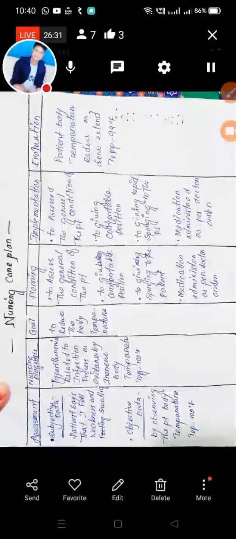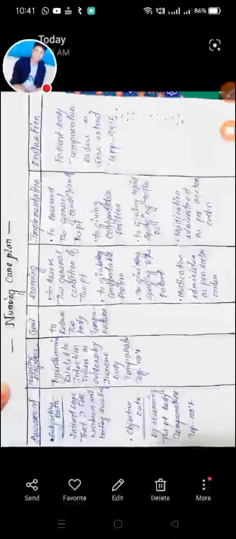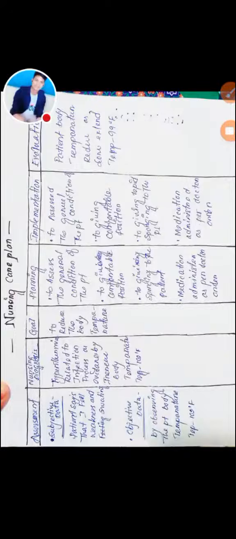So, is there any doubt? If you have any doubt, you can put it in the comments. This is the easiest way to write a care plan in your exam. Like this, you have to follow this format. You have to make a nursing diagnosis and then make a nursing care plan.